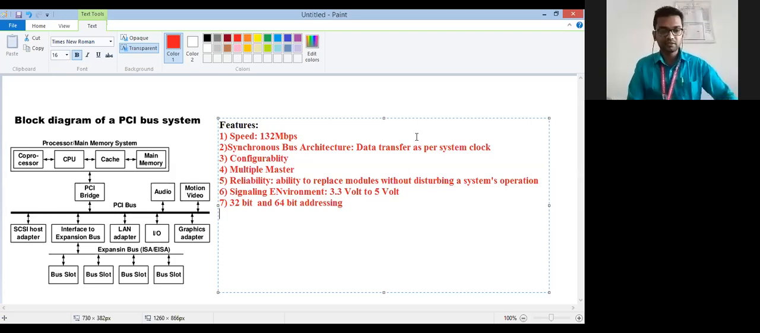Then our next feature is bandwidth. It has large bandwidth. So all these are the important features of your PCI bus.